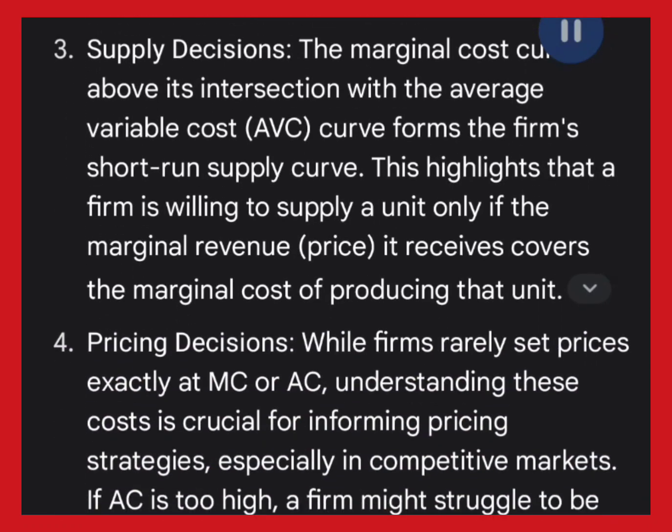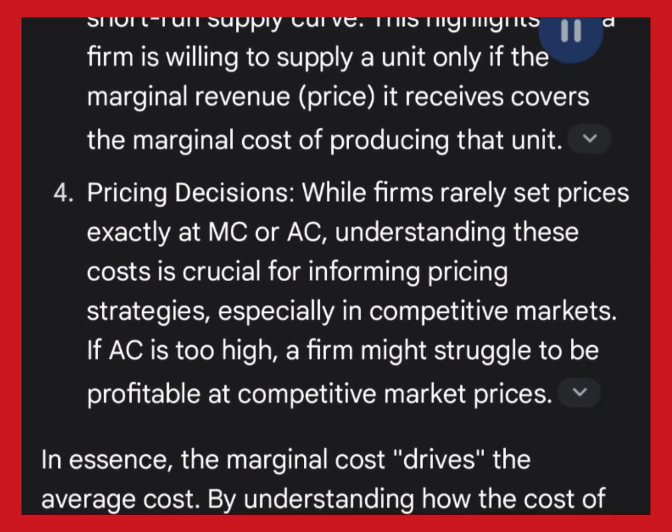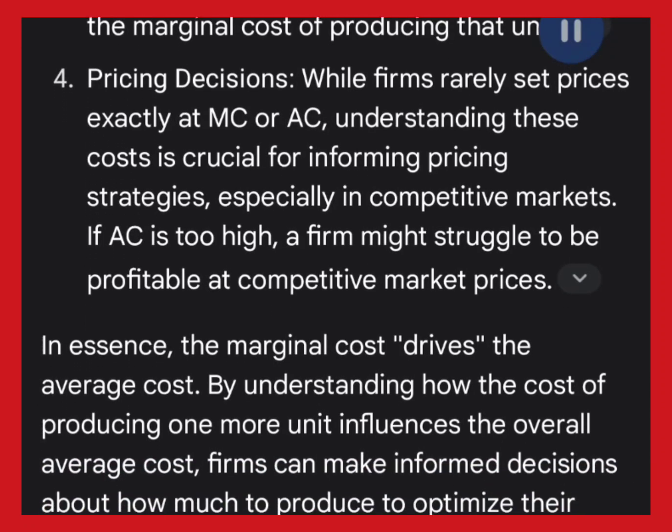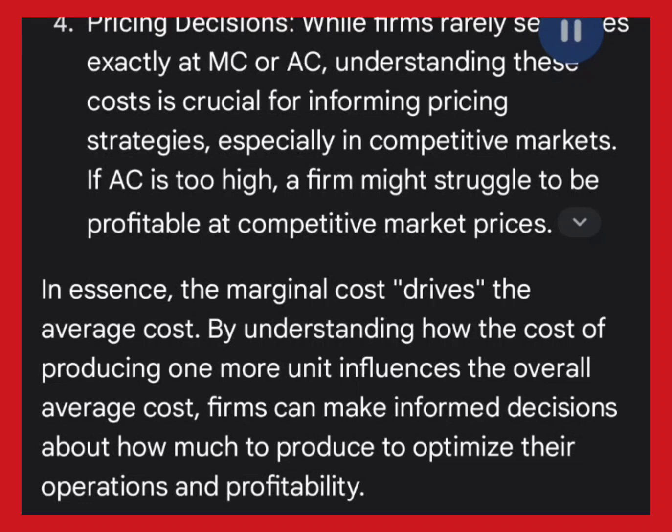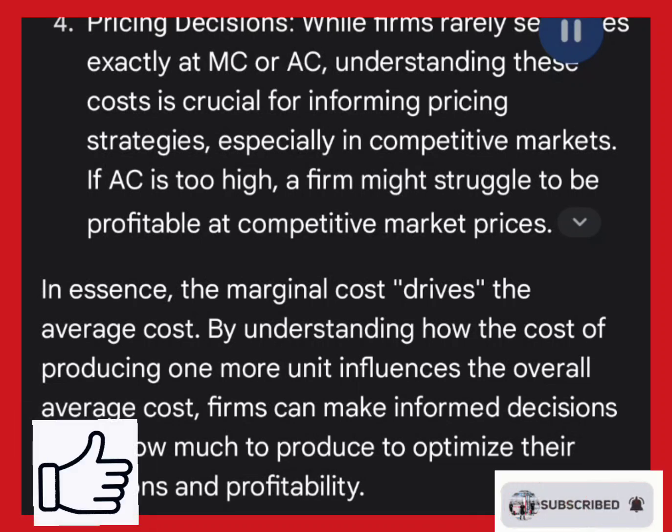4. Pricing decisions. While firms rarely set prices exactly at MC or AC, understanding these costs is crucial for informing pricing strategies, especially in competitive markets. If AC is too high, a firm might struggle to be profitable at competitive market prices. In essence, the marginal cost drives the average cost. By understanding how the cost of producing one more unit influences the overall average cost, firms can make informed decisions about how much to produce to optimize their operations and profitability.